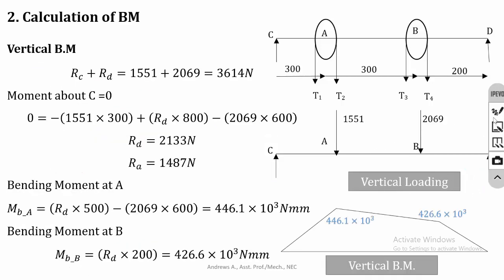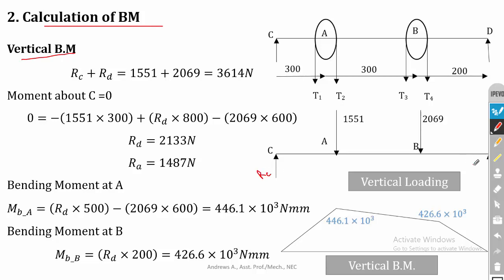Now the second step is calculation of bending moment. There is no horizontal bending moment, only vertical bending moment is there. So it is RC and RD, so you can use RCV and RDV. So we have to draw the vertical bending moment drawing alone. We don't need to draw the horizontal bending moment. So this is the vertical load.